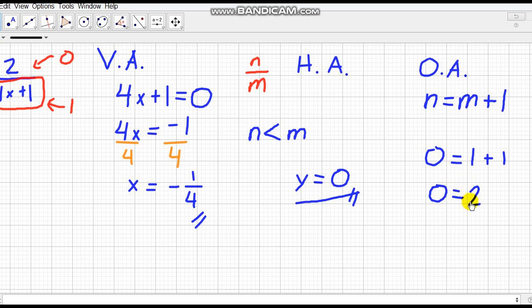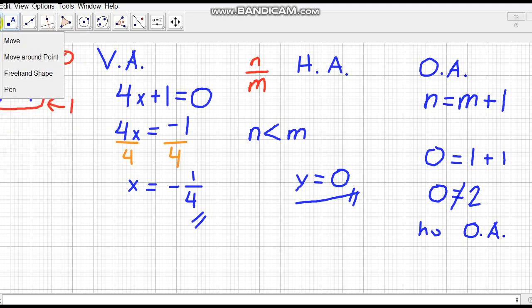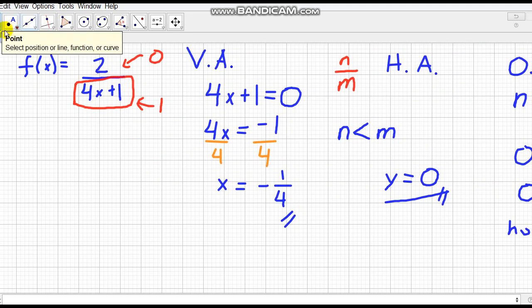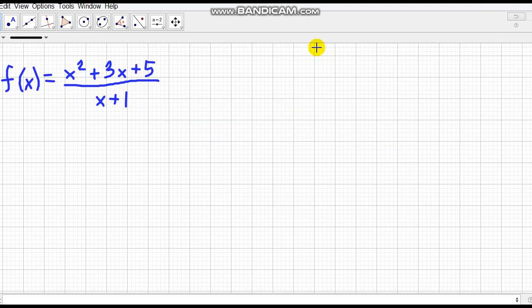Since this is not a true statement, then it means that there is no oblique asymptote. So the asymptotes of our f of x here, f of x is equal to 2 over 4x plus 1, are just x equals negative 1/4, and y equals 0. Okay, let's have another example.